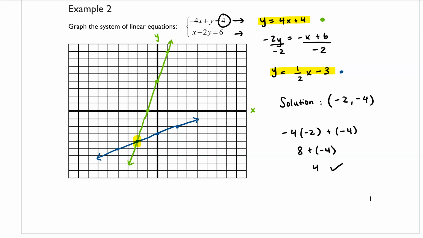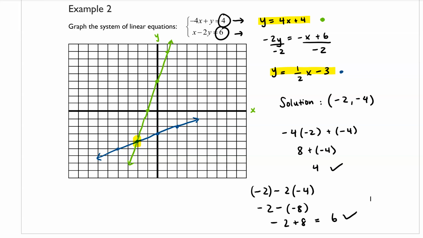So that checks off. And let's go ahead and plug our ordered pair into our second equation and see if that works as well. So we have -2 minus 2y, which y we're going to replace with -4. And if we simplify that, hopefully it should equal 6. So we have -2 minus 2 times -4 is -8. And then that simplifies to -2 plus 8, which is equal to 6. And that is the value that we wanted there. So it turns out that that is the correct answer.